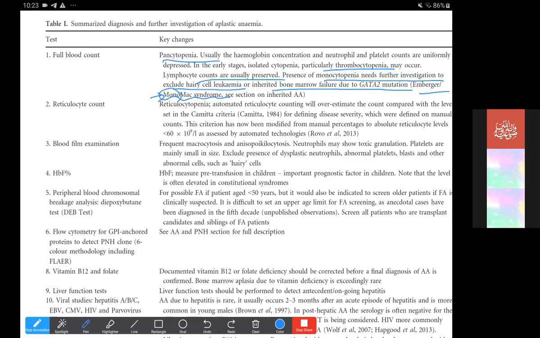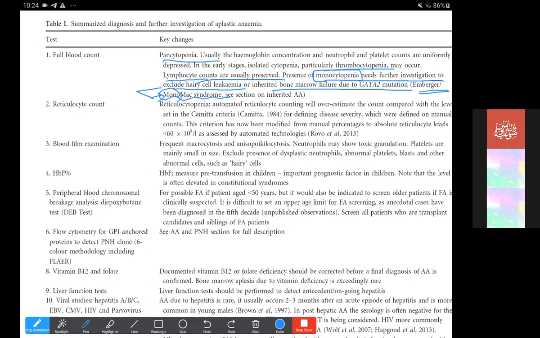So the MonoMAC syndrome or the Emberger syndrome has monocytopenia. And if it is present in the pediatric age group, we'll have to rule out Emberger syndrome, and of course also hairy cell leukemia in adults. So there will be pancytopenia with mostly anemia and thrombocytopenia, and even the neutrophil count will be low, but the lymphocytes are usually preserved, and if there is isolated monocytopenia, then we'll have to exclude hairy cell leukemia and Emberger syndrome.